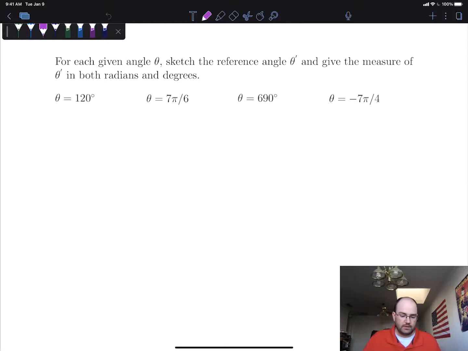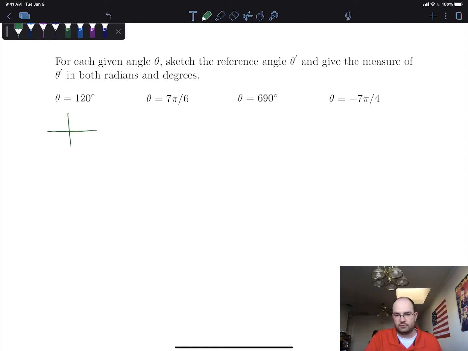Hello. In this video, for each given angle alpha, we want to sketch the reference angle theta prime and give the measure of theta prime in both radians and degrees.